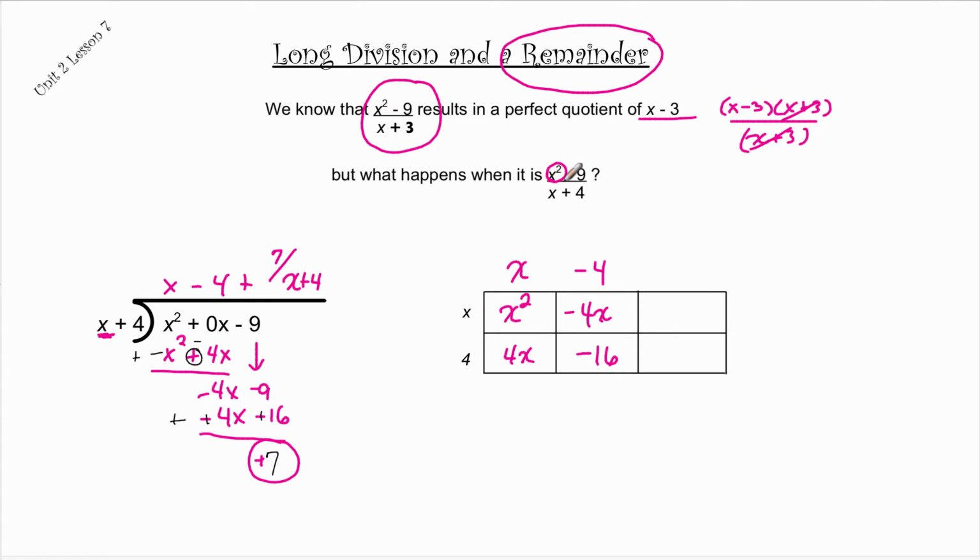We still need to get this negative 9 to show up. How do we get that negative 9 to show up? Well, this must have been 7, because 7 and minus 16 gets me that negative 9. So since there was nothing multiplying left here, this is your remainder. So you had x minus 4 plus 7 over x plus 4. No, it was a minus.